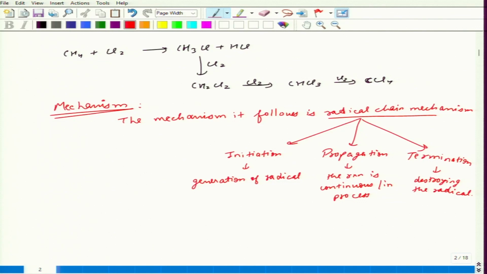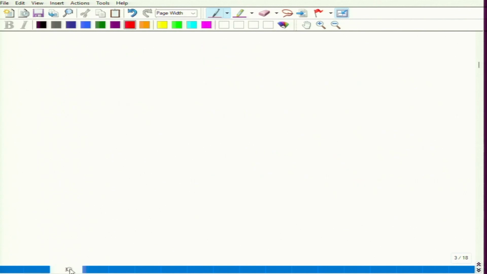Why is this reaction uncontrollable? Because it goes through a radical mechanism, and radical reactions are difficult to control. That is why this halogenation reaction, which goes through a radical mechanism, is not easy to control. So, let us see how it goes through these three steps. Let us discuss these steps one by one. Initiation.